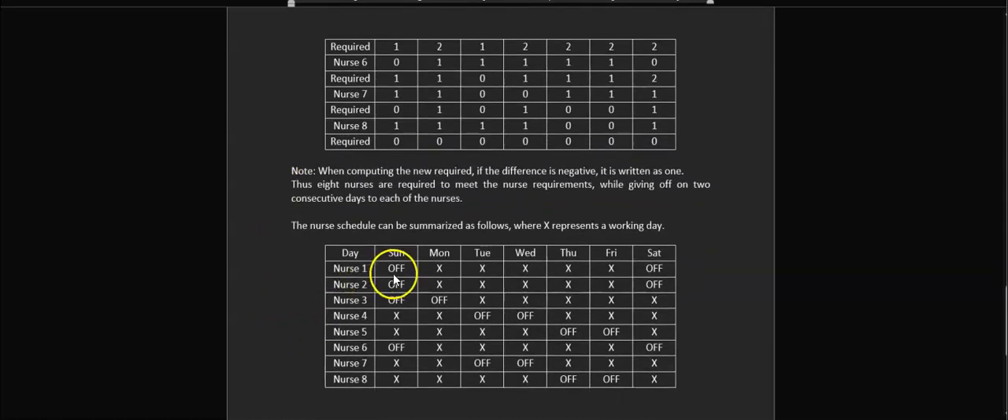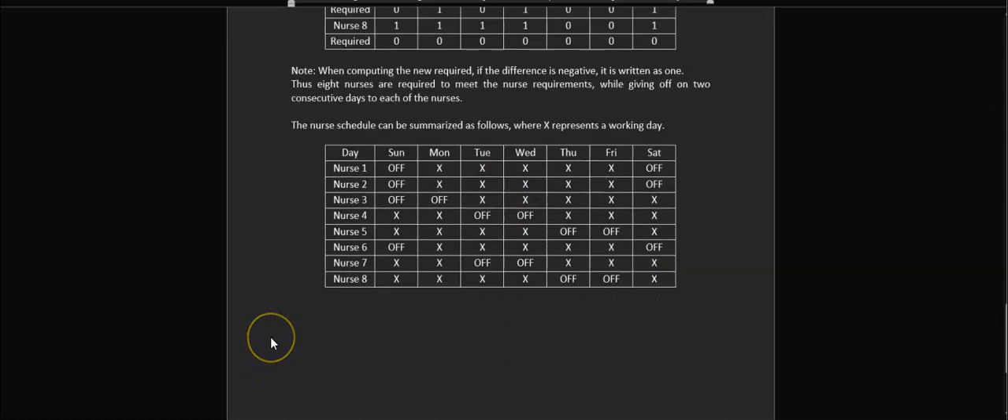And here is the weekly schedule as a result, where they just changed their 0s and 1s to off and X. So that worked out very nicely.